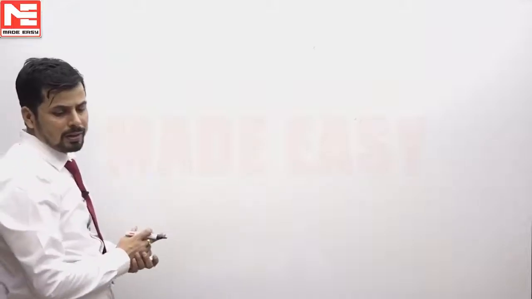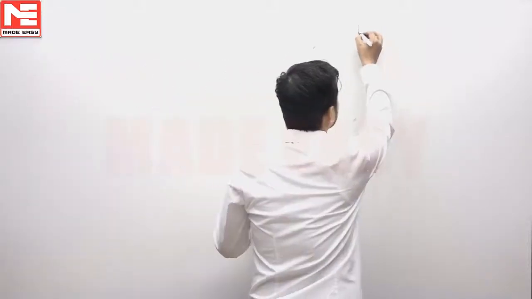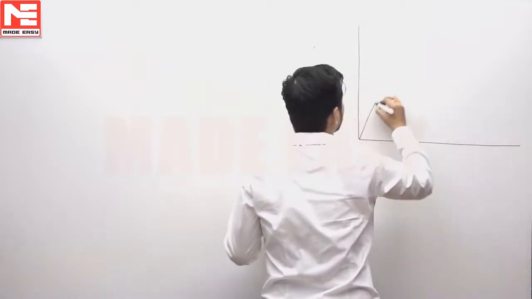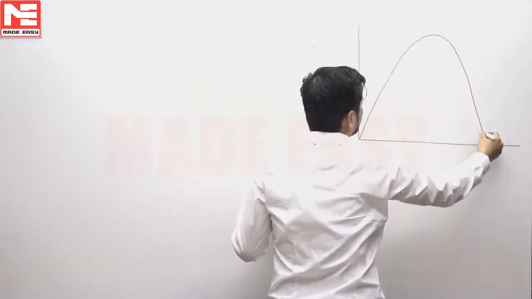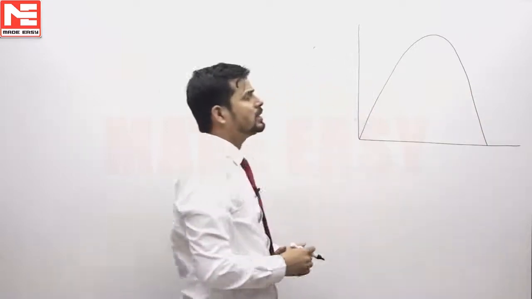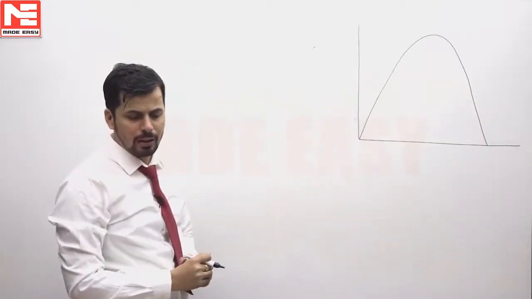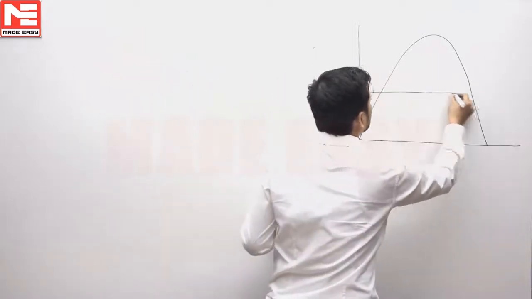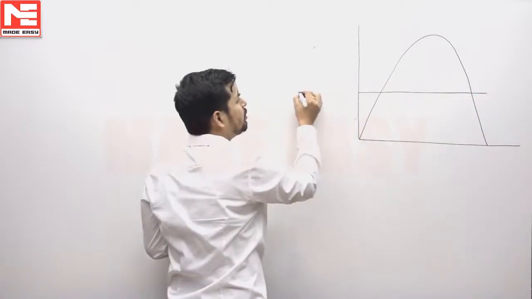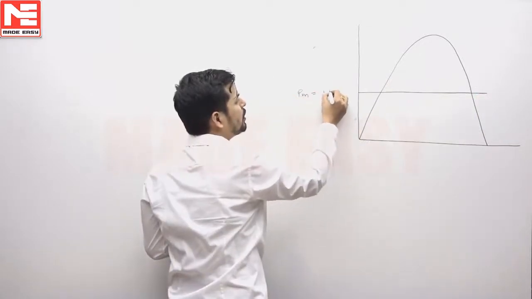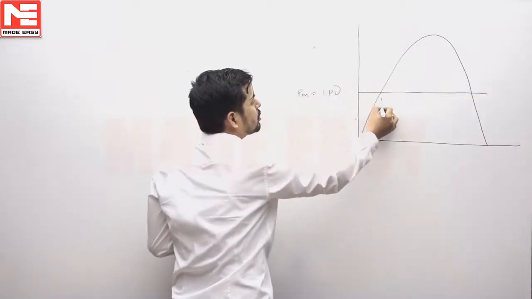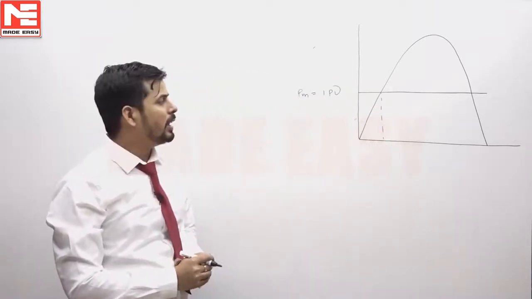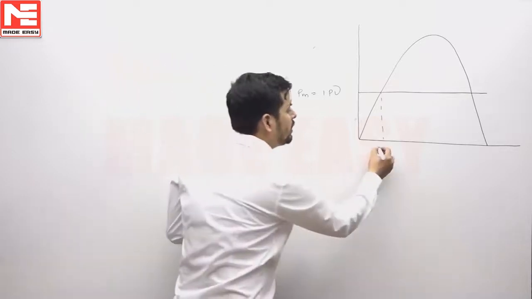In the normal condition, let this be the power angle curve. We do not know the steady state stability limit in the normal condition, but it is said that the generator is delivering 1 per unit power. It means the prime mover input is 1 per unit, and it is also said that the generator is delivering 1 per unit power at the power angle of 30 degree.